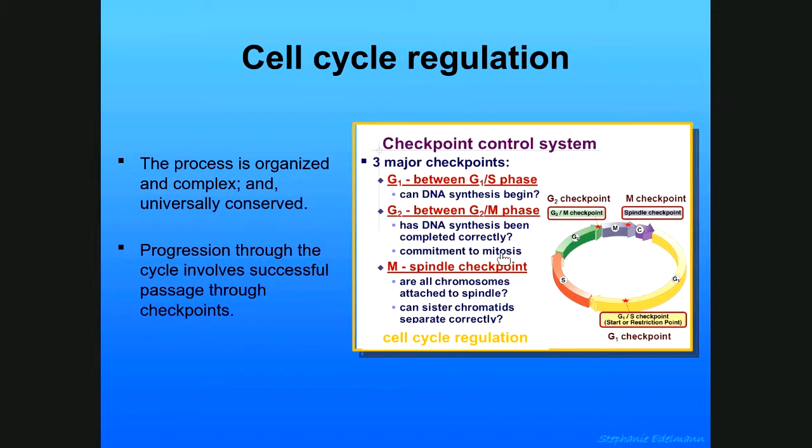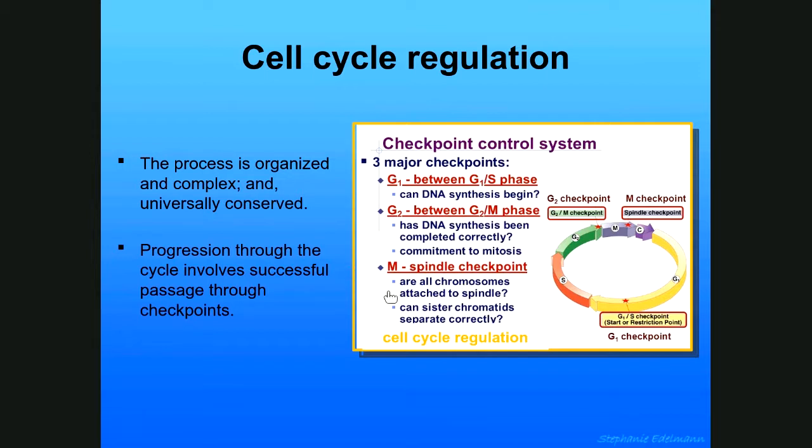And when you look at the cell cycle as a whole, you've got G1, S, G2 and M. There are 3 major checkpoints. One is G1. That's the checkpoint to make sure that DNA synthesis can begin, that everything is in order, everything that we need is there. G2 checks if DNA synthesis has been completed correctly, and there's where the commitment to mitosis happens. Once that checkpoint is completed, mitosis happens. And then M is a checkpoint where it checks whether all the chromosomes are attached to the spindle and whether the sister chromatids can be separated correctly.